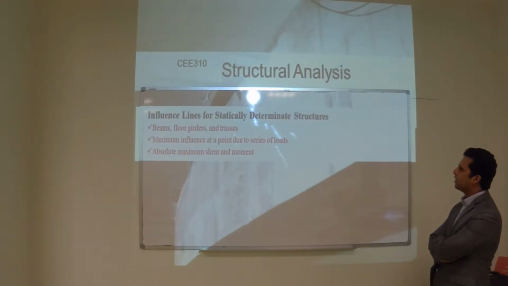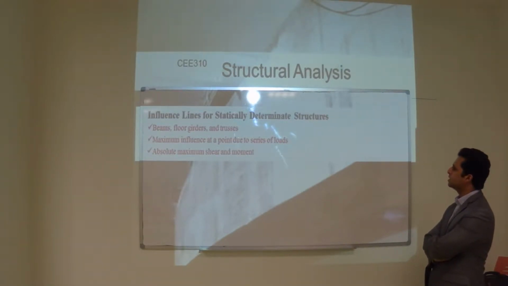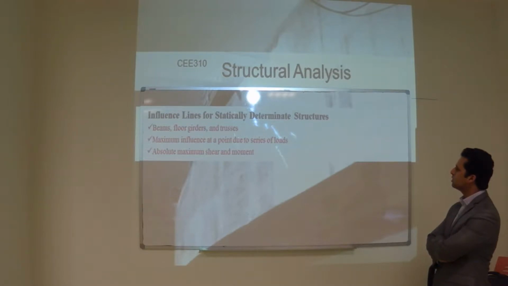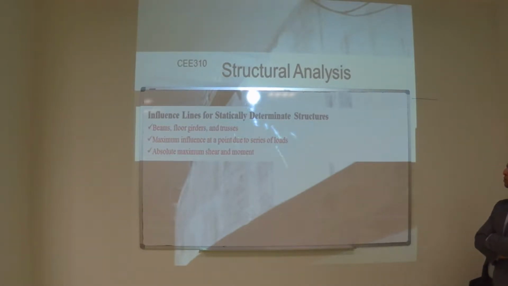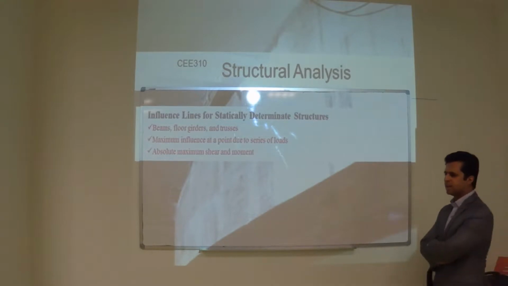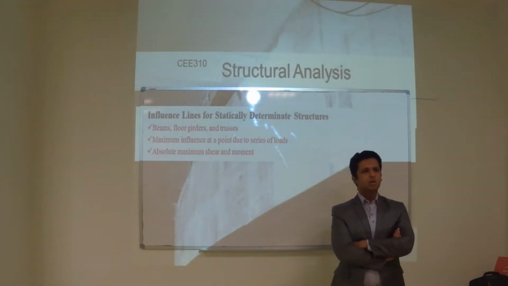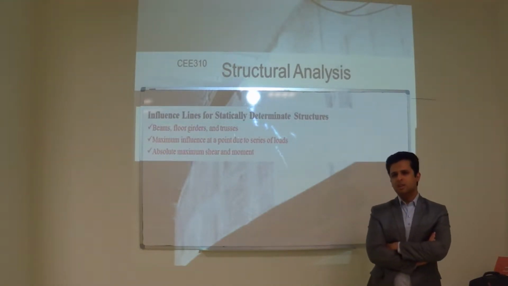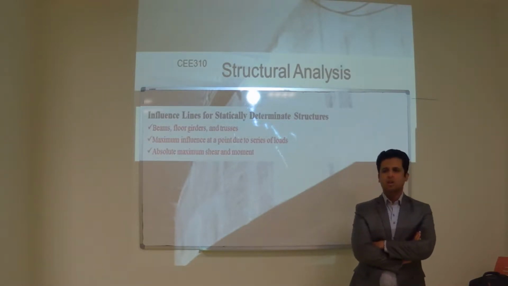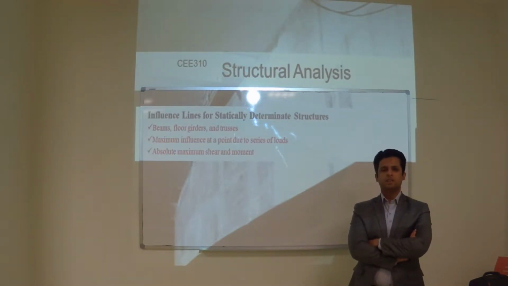Then how to find the maximum influence at a point due to a series of loads, and then the absolute maximum shear and bending moment. So first of all, I don't want to jump in directly to what an influence line diagram is, but let me tell you what its application is.